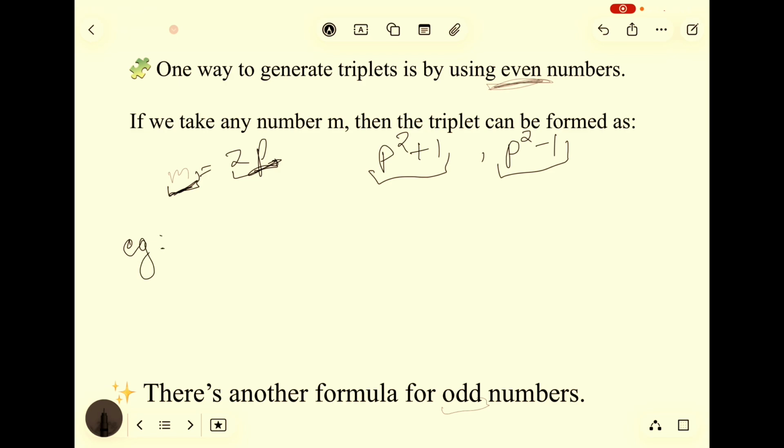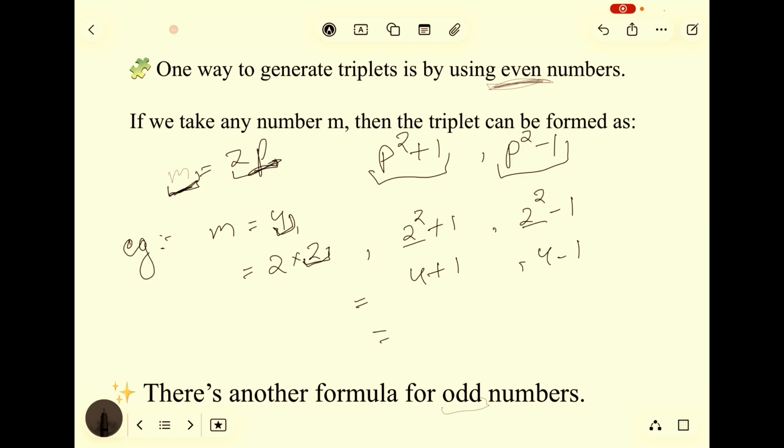For example, let us take an even number 4. As I said, this 4 is a multiple of 2. Here, p is equal to 2. Then the other two numbers of the Pythagorean triplet with 4 will be 2 square plus 1 and 2 square minus 1. 2 square is 4 plus 1 and 2 square is 4 minus 1, which is 5, comma 3. So we got a Pythagorean triplet 4, 5, 3.